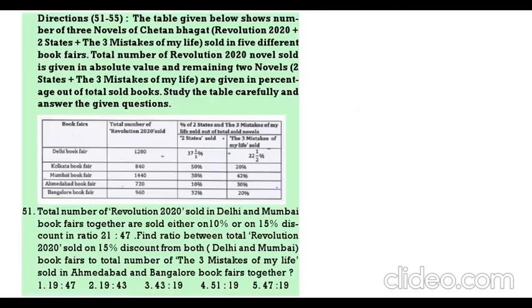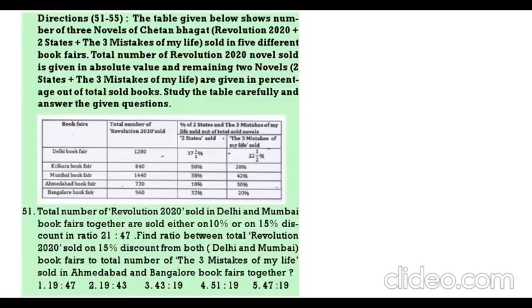The table given below shows the number of 3 novels of Chetan Bhagat, Revolution 2020, 2 States, and 3 Mistakes of Life, sold in 5 different book fairs. The total number of Revolution 2020 is given in absolute value. The remaining 2 novels are given in percentage. That means if you take Delhi book fair, Revolution is 1280. The remaining 37 and a half, 22 and a half, that means this total is 60, so this is equal to 40. Like that we have to take the values. Now based on this we should answer the question.